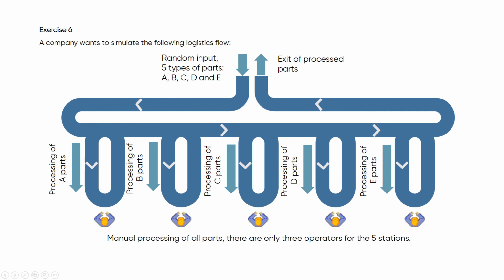We have a conveyor system that we feed with 5 different types of parts. Each of these parts has to be processed by an operator on an independent branch of the main conveyor. The processed parts then return to the main conveyor and exit where they entered.